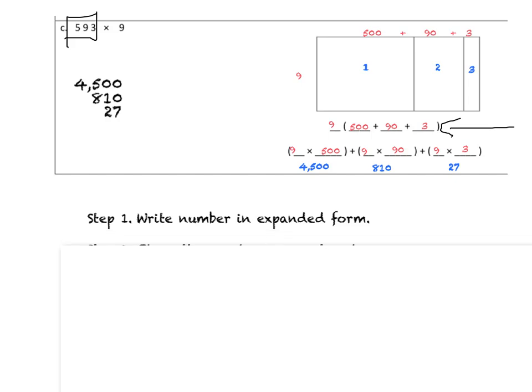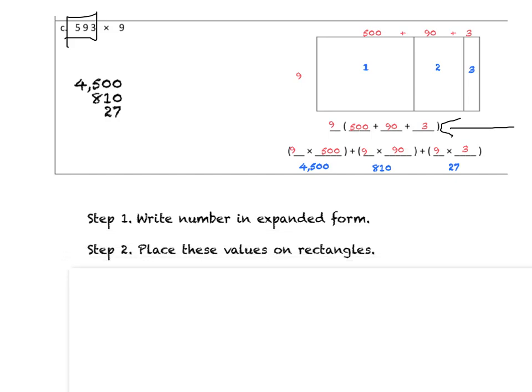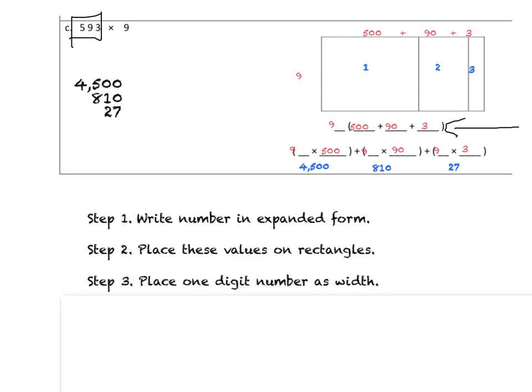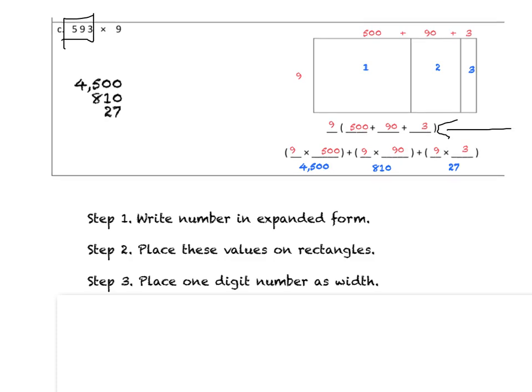The second thing I did was place these values in the rectangle. If you look right up here, you can see where I placed 593 on the rectangle. Then I took my 1 digit, which was 9, and placed that as the width of my rectangle. So if you can see that, I did that right there as well. Then, just so you could see what I was doing, I labeled rectangle 1. This whole rectangle was rectangle 1. This is rectangle 2, and this is rectangle 3.